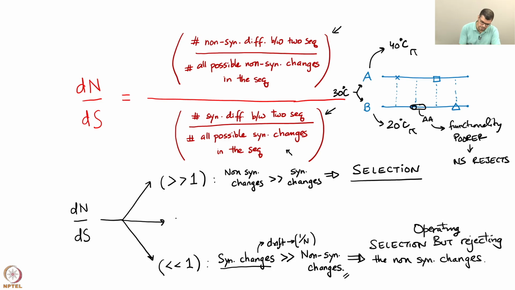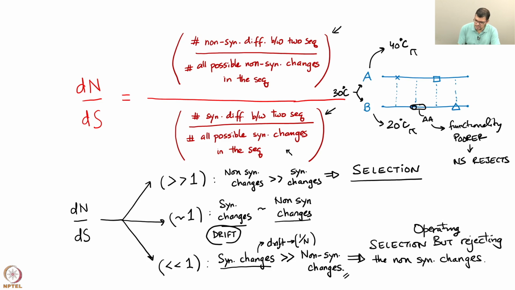And lastly, we have dN by dS approximately equal to 1. What that tells us is that synonymous changes are approximately the same as non-synonymous changes, and since synonymous changes are occurring only because of drift and non-synonymous changes are also occurring because of drift, what that implies is that there is no selection on this protein.